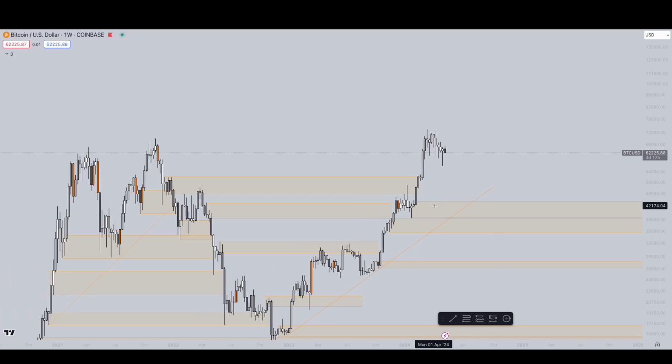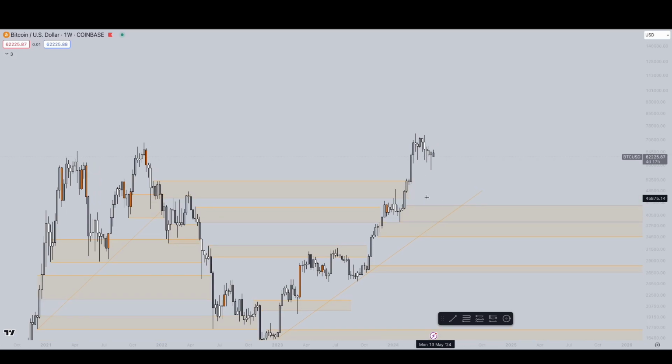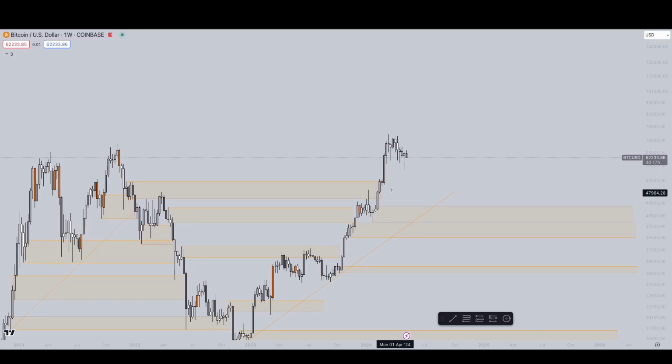I cannot say if price will make a reversal from these zones, but these are the only institutional buying levels I see in my chart right now. This is not a zone for me. These are the only levels that would make sense for me for price to reach and to make a further up move.